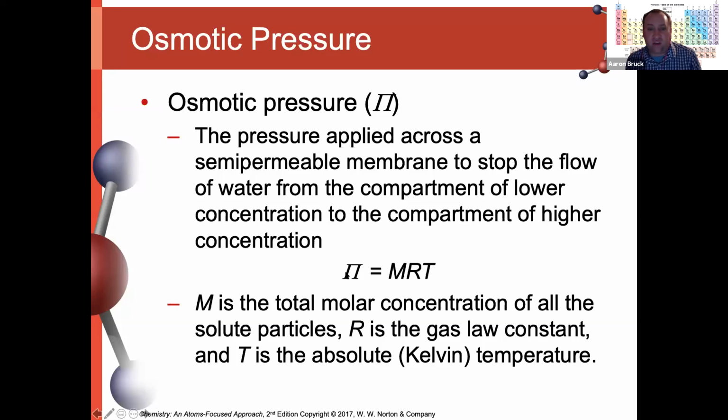We can determine and measure how much pressure that will take by this equation. Pi, the osmotic pressure, is equal to M, the molarity of the solution, multiplied by R, which is a constant, and T, the absolute Kelvin temperature. Those are the three factors that go into determining how much pressure needs to be exerted on that object.